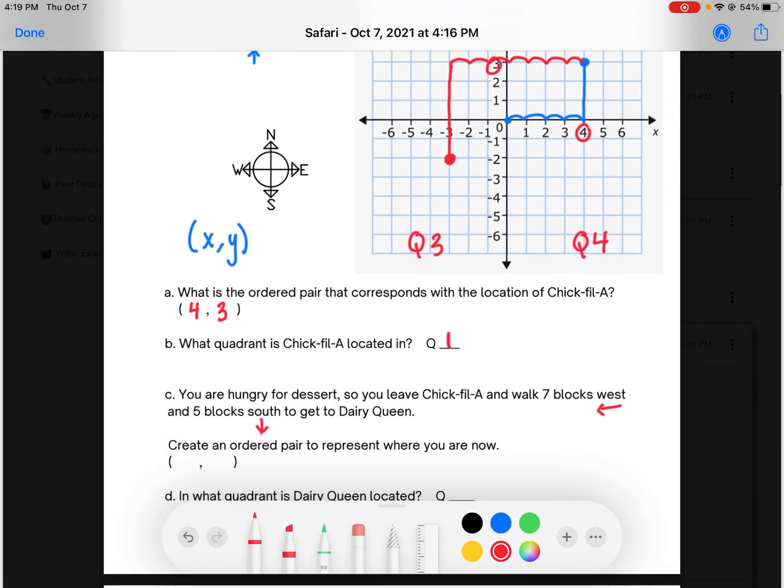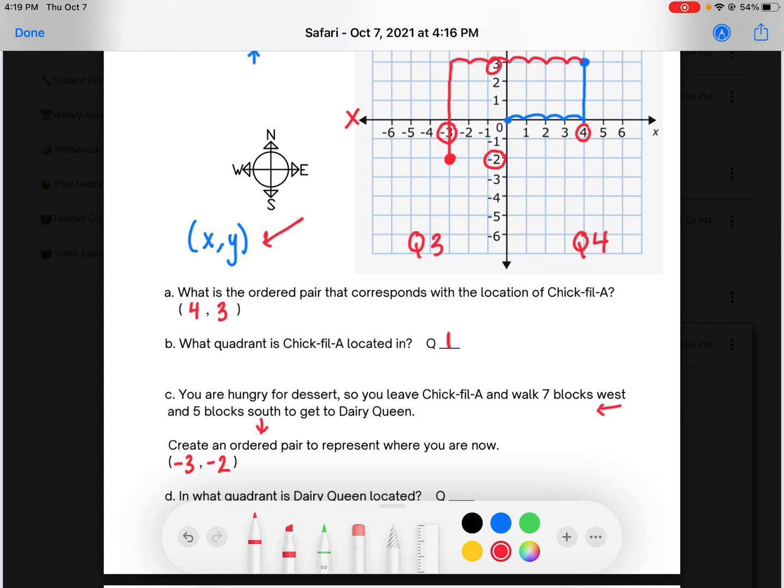And it says create an ordered pair to represent where we are now. So once again, referencing back here, ordered pairs reference the X location and the Y location. X always comes first. So let's take a look at where we are on the X. We are at -3. Remember, the X is the one that goes across. And then the Y is the one that goes up and down. And on Y, we are at -2. That means our location would be (-3, -2).